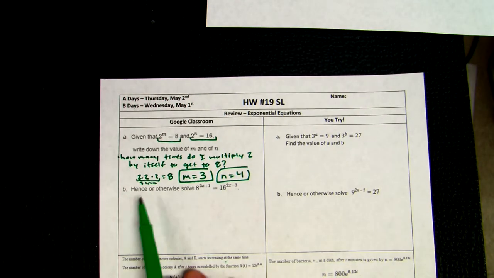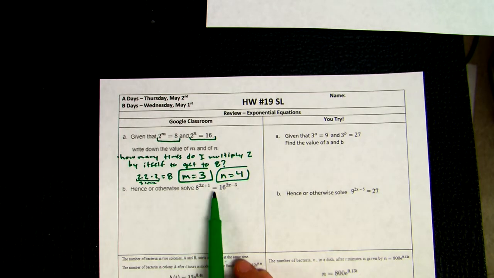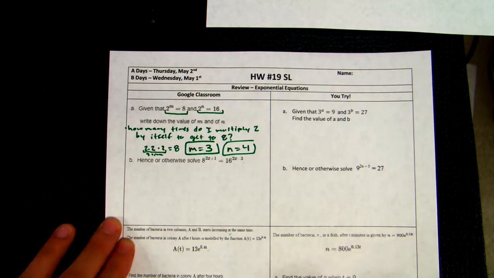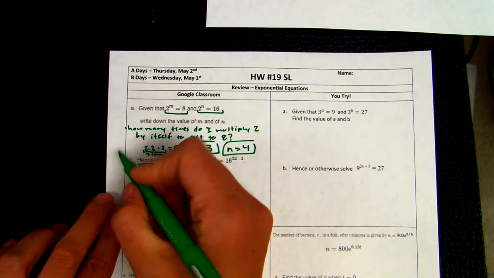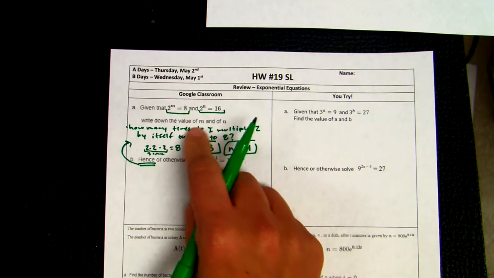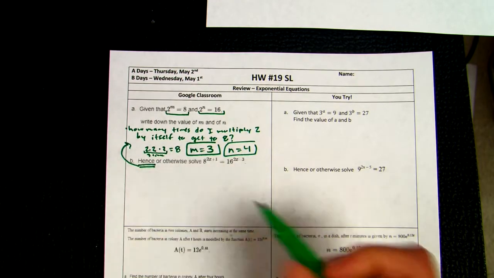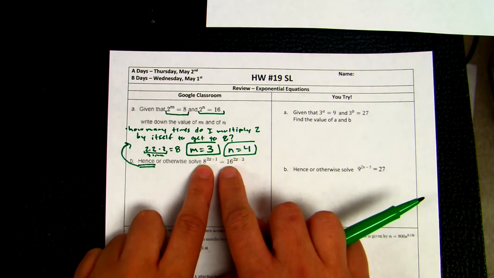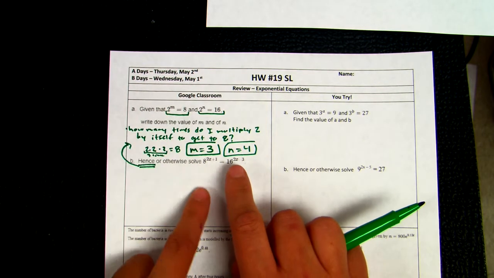This next part of this question says, hence or otherwise solve 8 to the power of 2x plus 1 is equal to 16 to the power of 2x minus 3. Now on IB questions, whenever you see the word hence, it means use your answer from above. It means whatever information you found in the question before is going to be applicable here. We have 2 different bases here, but they have something in common. They both can be 2 to the power of something.